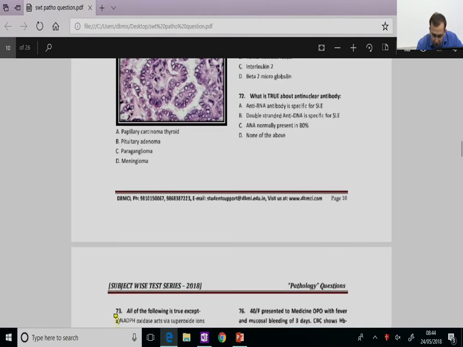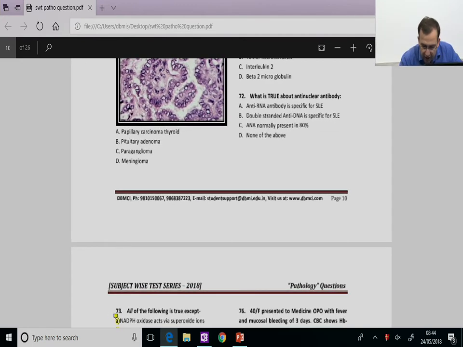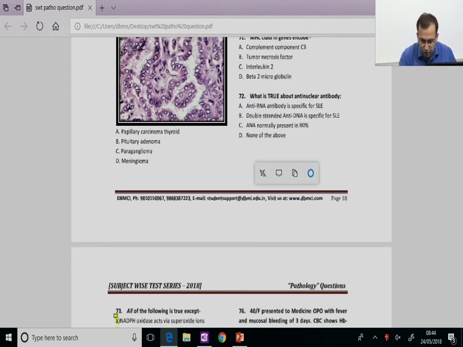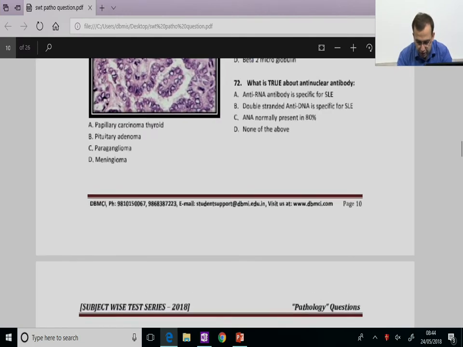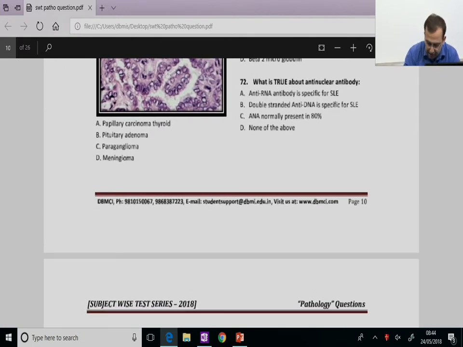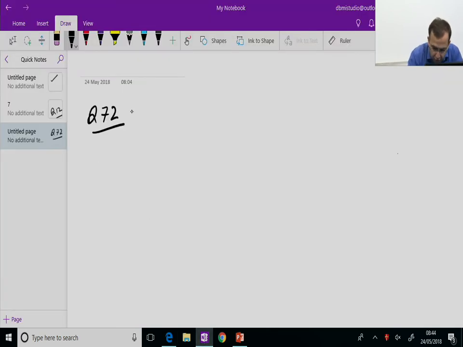What is true about ANA? Anti-RNA antibody is specific for SLE? No, this is false. Next, double-stranded anti-DNA is specific. Yes, the second statement is true. Next, ANA normally is present in 80%. No, that is also false. So the answer is B.